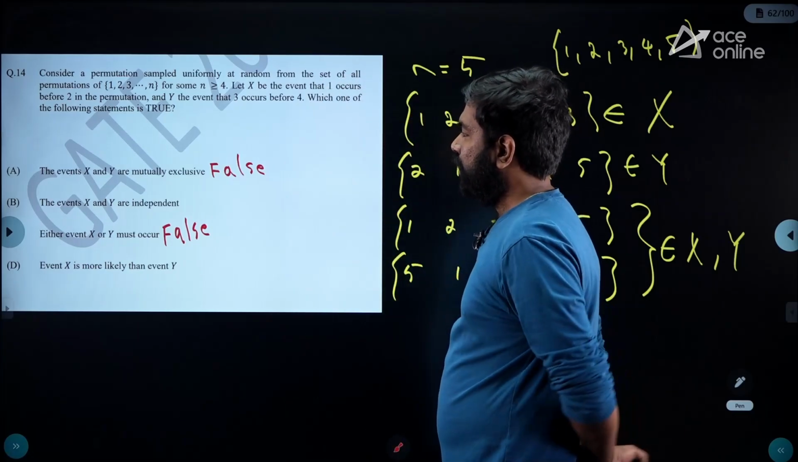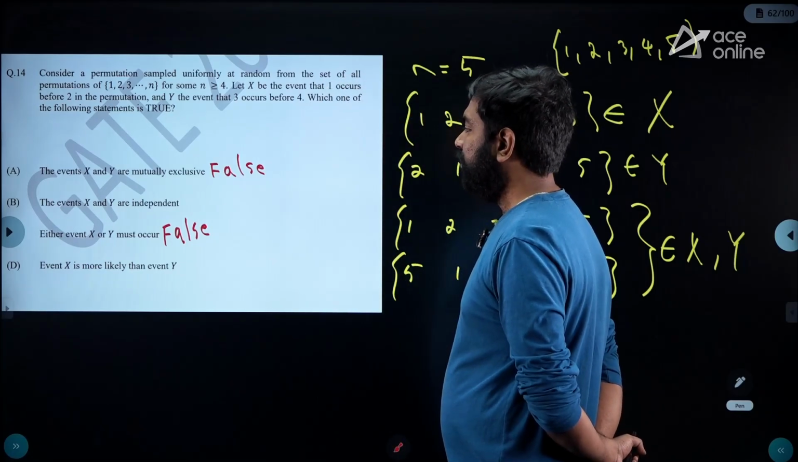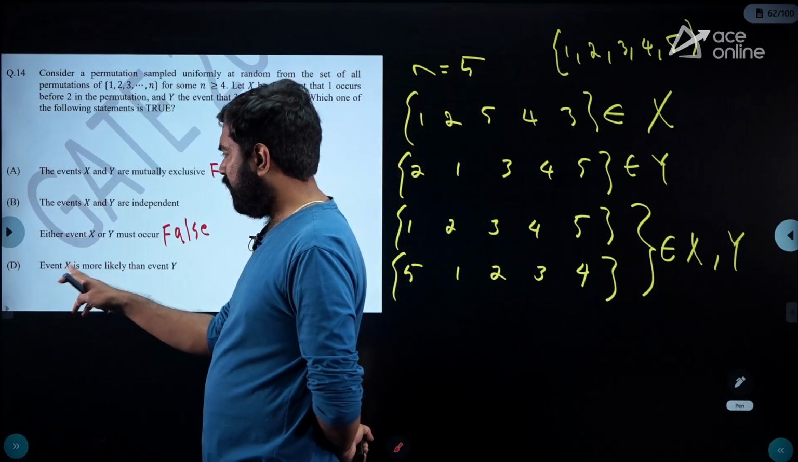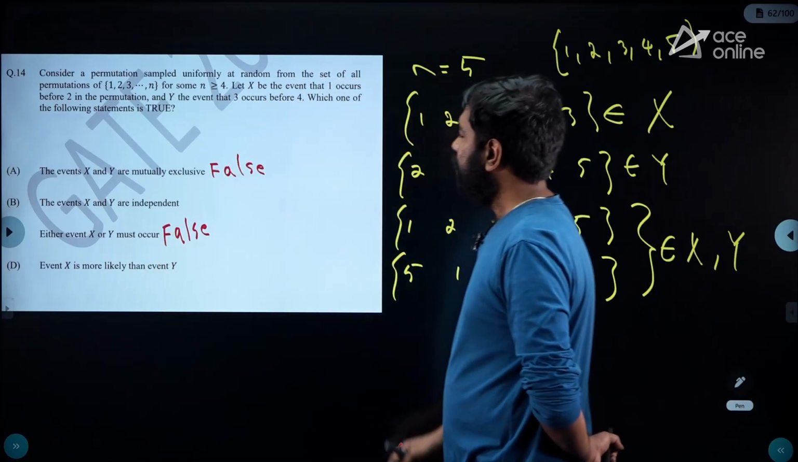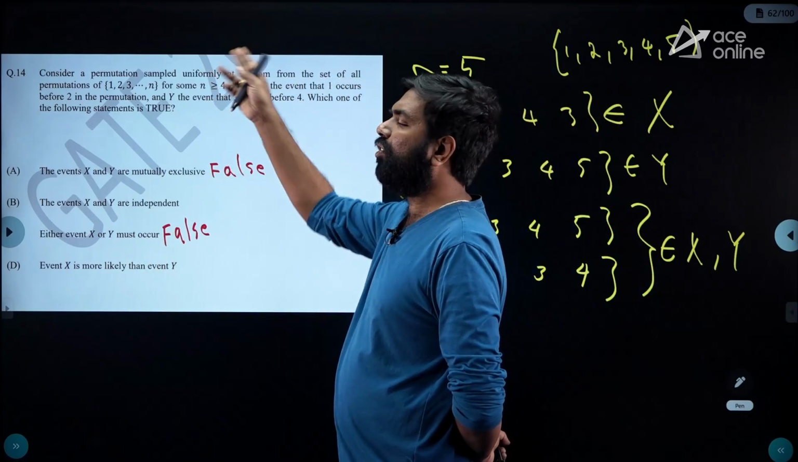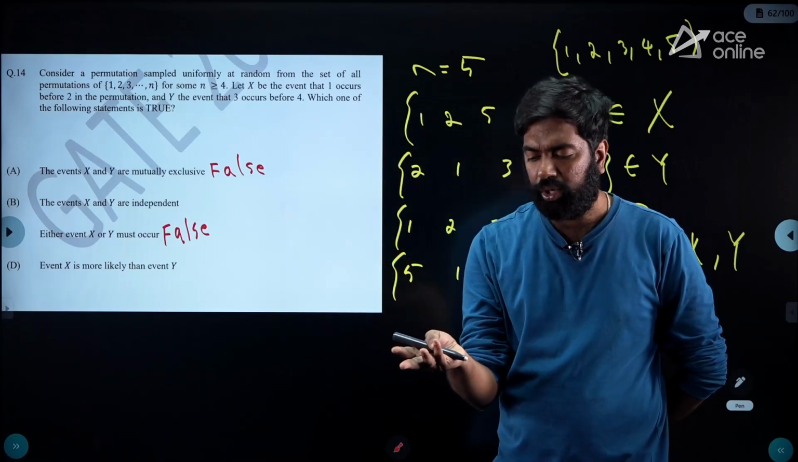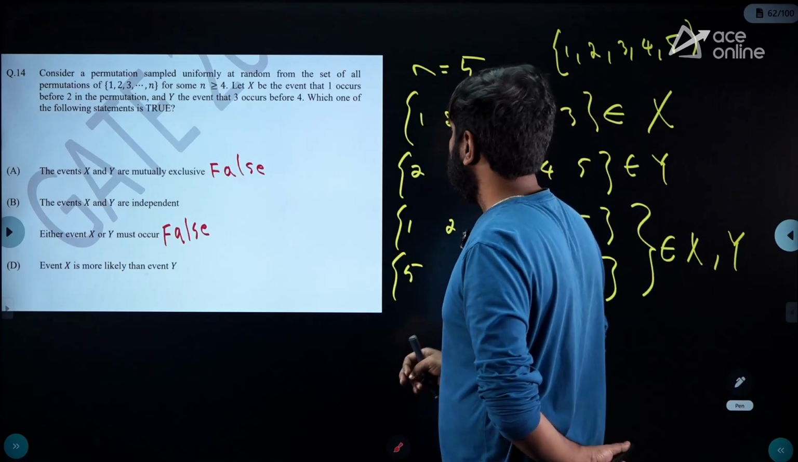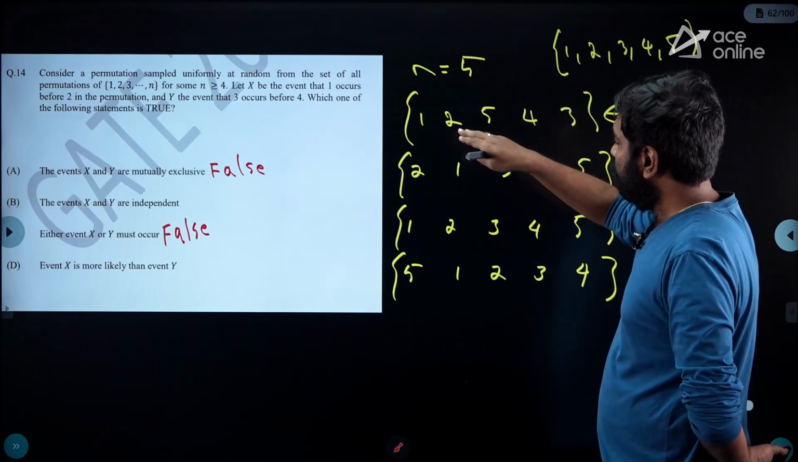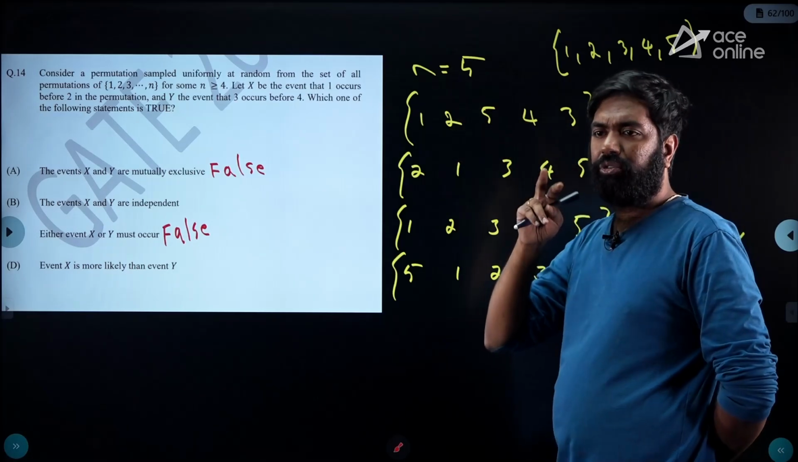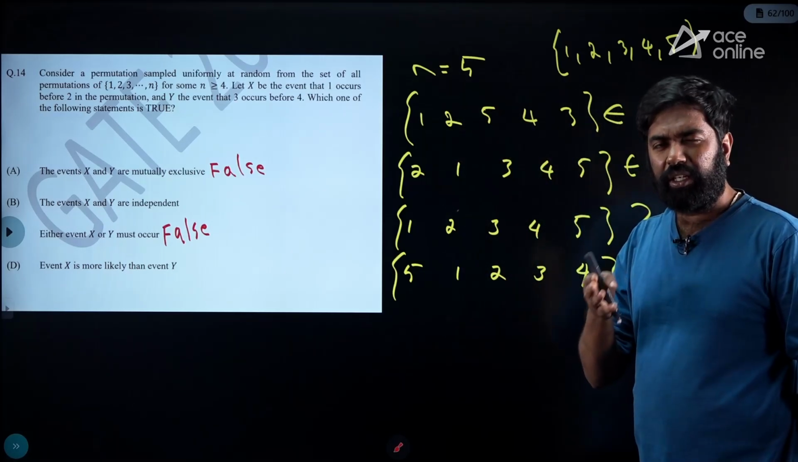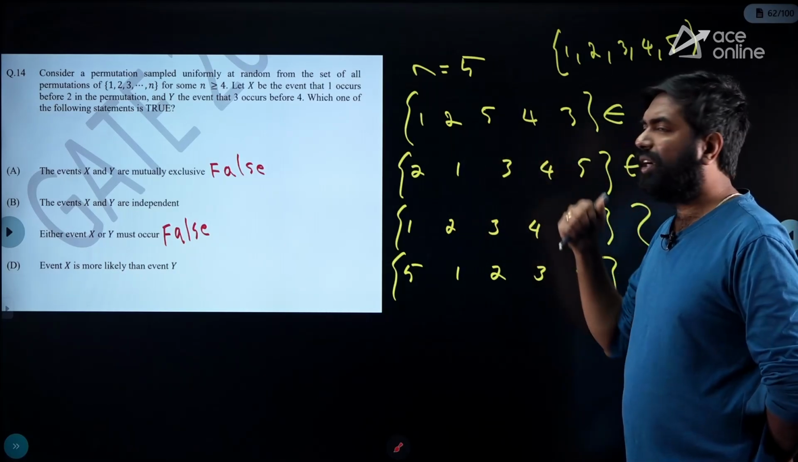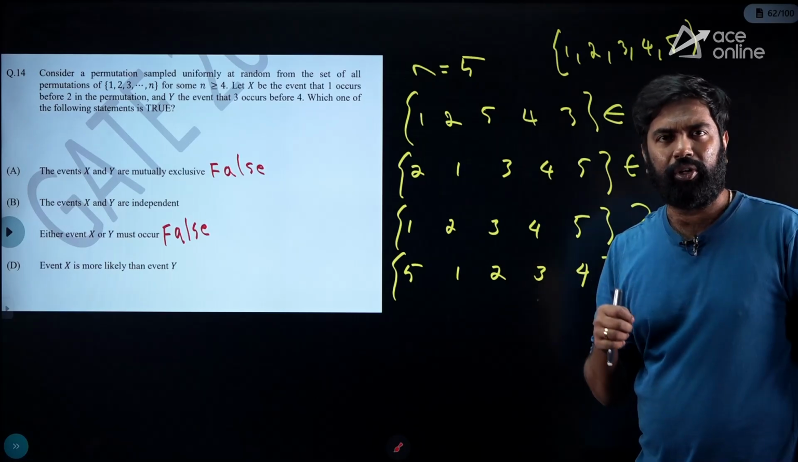Now, the events X and Y are independent. Event X is more likely than event Y. He clearly said n is greater than or equal to 4. You have to take 1, 2, 3, 4 elements for sure. Now, in that situation, the number of points in which 1 occurs before 2 will be exactly equal to the number of points in which 3 occurs before 4. They are equally likely. They are independent. I hope you are following.